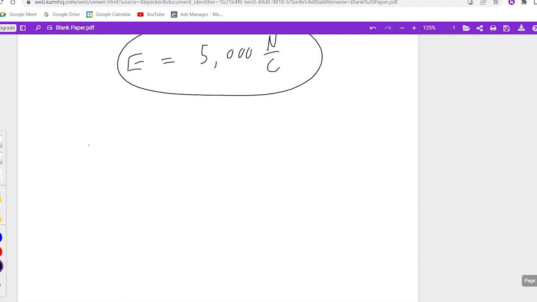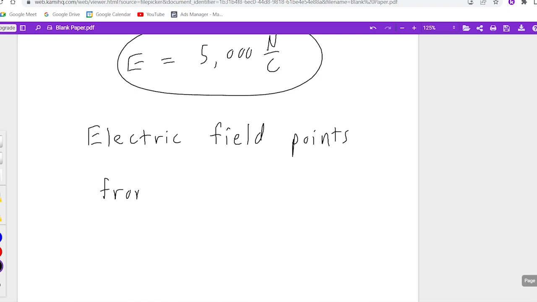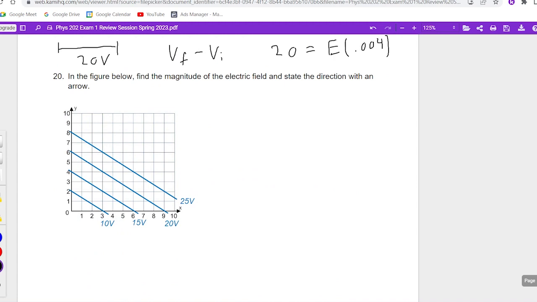And then the note I want to write is electric field points from high to low potential. And that's it. We're done. Any questions on number 19? Okay, on to number 20.